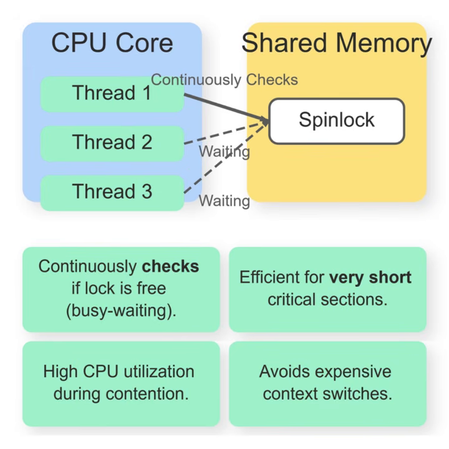The main advantage here is its simplicity and low overhead when contention is minimal or the critical section is extremely short. Since the thread doesn't yield the CPU, it avoids the expensive operation of a context switch.